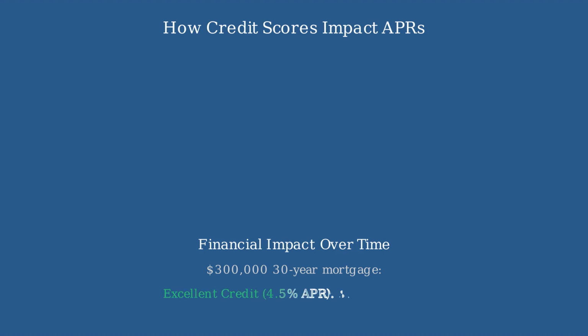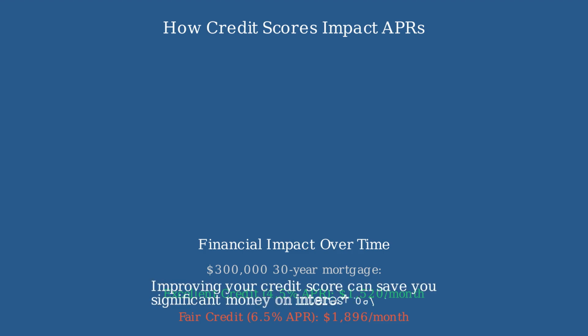For a $300,000 30-year mortgage, someone with excellent credit might pay around 4.5% APR, resulting in a lower monthly payment. Someone with fair credit might pay 6.5% APR with a monthly payment of $1,896. That's a difference of $376 every month, or more than $135,000 over the life of the loan. Improving your credit score can save you significant money on interest payments for all types of loans and credit.